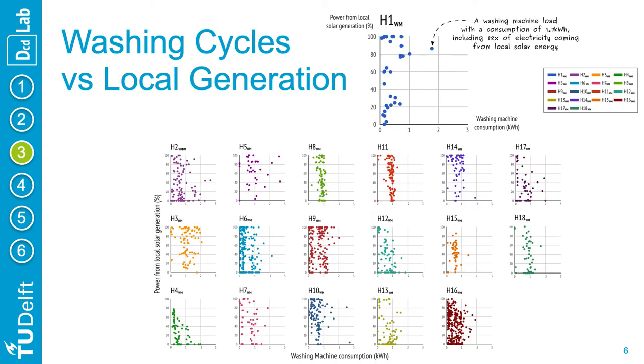However, when we compared washing machine cycles against local generation, this is how the data looked. Here, we can see on the x-axis the washing machine consumption, while the y-axis represents the percentage of electricity coming from the solar panels for a given cycle. So for most households, a column is formed on the x-axis. It means that they used mainly one cycle, be it cotton 90 degrees or colors 30 degrees, whatever, consuming the same amount of energy each time. However, this is distributed across the y-axis, meaning that the percentage of energy coming from the solar panels is highly variable from one cycle to another.